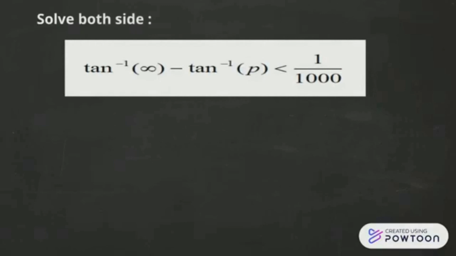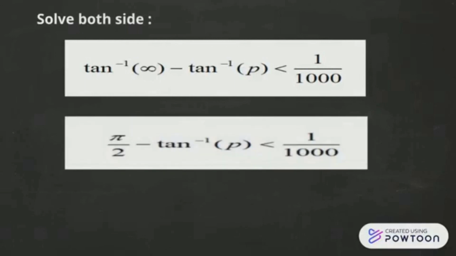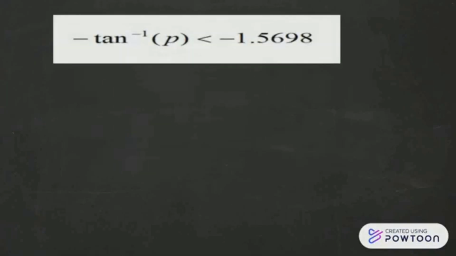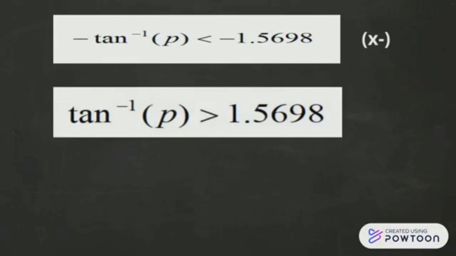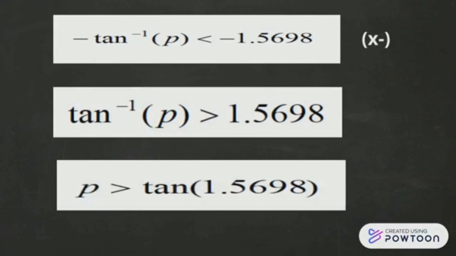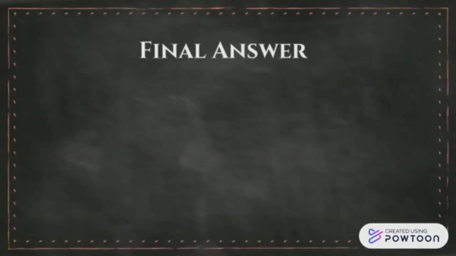Arctangent of positive infinity minus arctangent p is less than 1 over 1000. Pi over 2 minus arctangent p is less than 1 over 1000. Next, we move pi over 2 to the right side. We will get negative arctangent p is less than negative 1.5698. To remove the negative, we multiply both sides by negative. And next, we move arctangent to the right side and we will get p is more than tangent 1.5698. And the final answer is p is more than 1003.69.